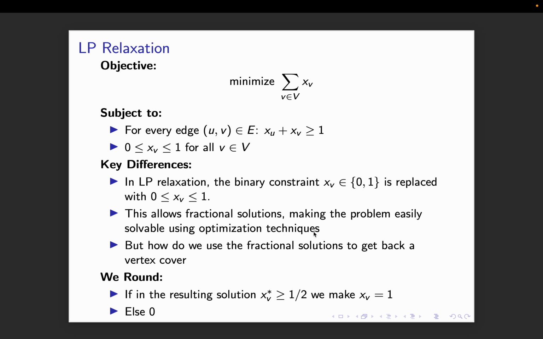So let's say you give an arbitrary graph and you solve this particular problem. You will get solutions like, oh, let xv be 0.333, let another xv be 0.333, and then let another be 0.777, whatever. So that's not the real solution, but it allows a fractional solution. But how do we use these fractional solutions to get back a vertex cover? Well, the answer is we round. So if in the resulting solution, I'm calling it x star, xv star is greater than half, we make that 1, and if it's less than half, we make it 0. Basically simple rounding of those variables.